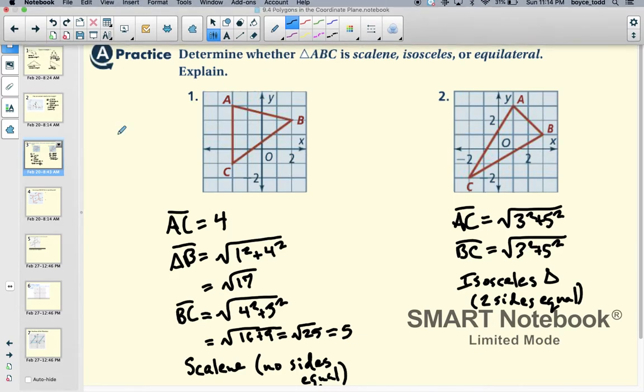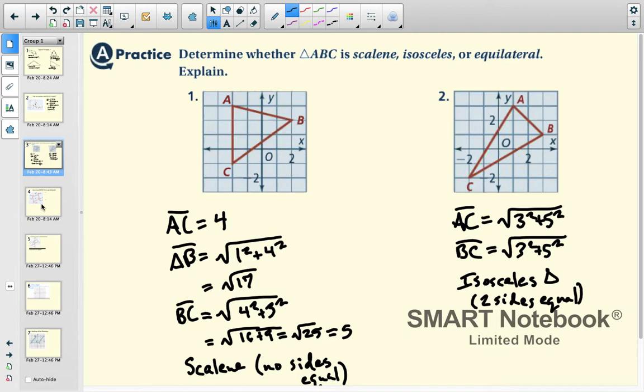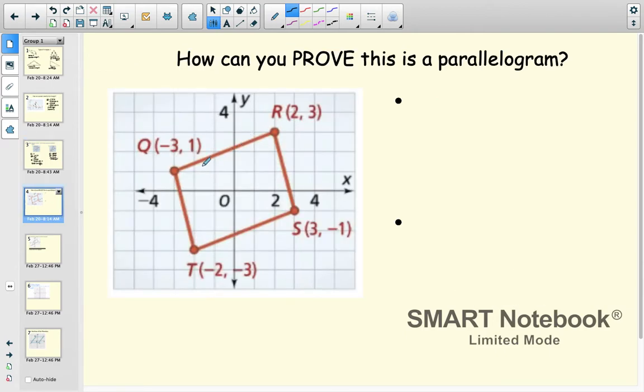So now we're going to look at some quadrilaterals. Remember, quadrilateral just means four-sided polygon, or 4 sides. So how can you prove that this is a parallelogram? Well, we need this side to be equal to this side, and this side to be equal to this side. So let's start with RS equal, or congruent, but we'll just say equal to QT.